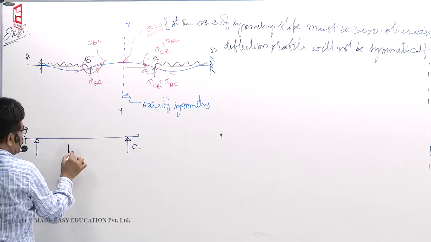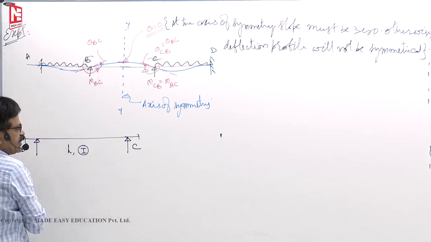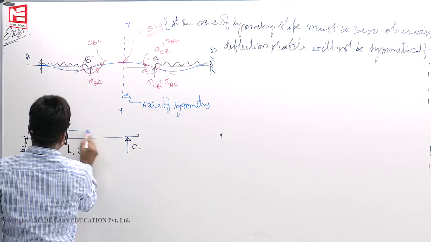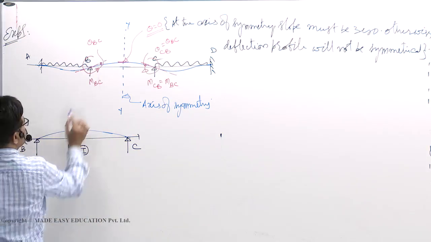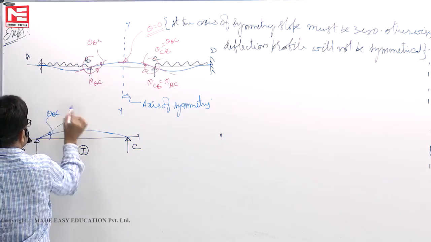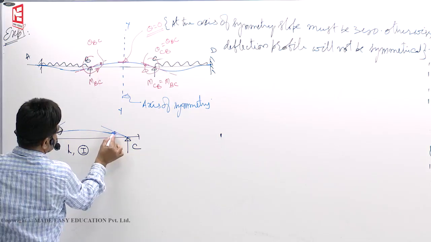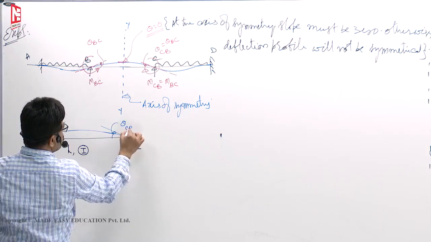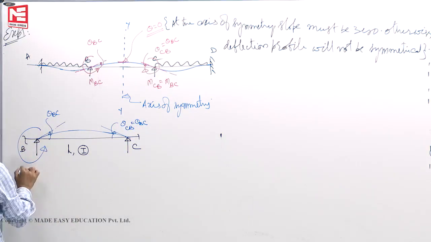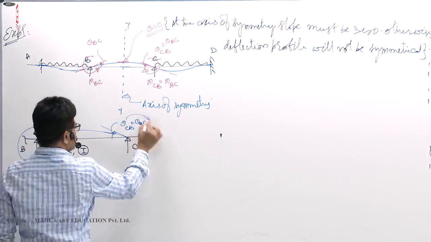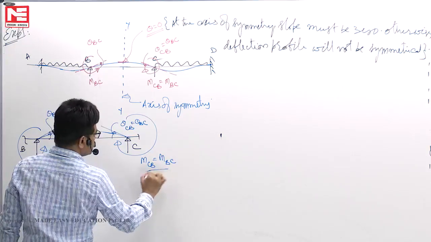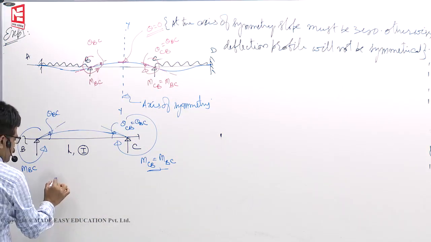This BC span has length, let us say L, and moment of inertia, let us say I. The deflection profile is something like this. Only this profile we have taken. At this point, this is theta BC, and this is also theta CB, which is equal to theta BC only. There is a moment like this, some MBC, let us say. Here there is a moment MCB, which must be equal to MBC only, because the slopes must be the same. This is your actual beam.